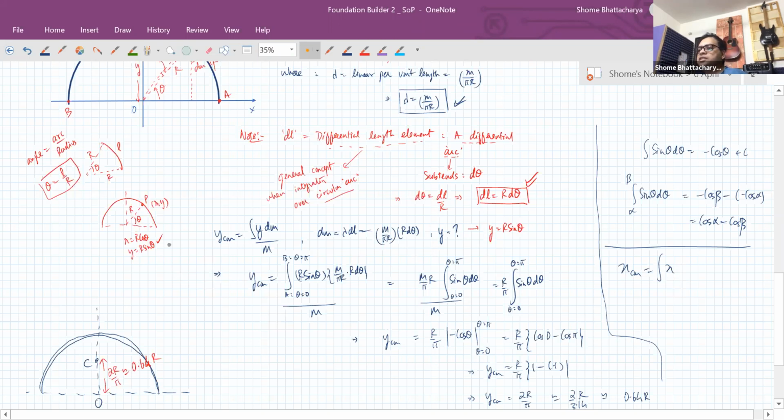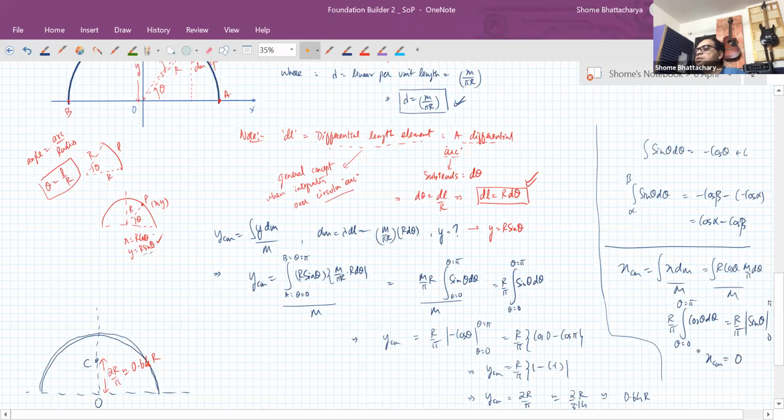The only difference is, rest everything is the same, but instead of r sin theta, we'll have to substitute r cos theta. So everything else will remain the same, but this will become r cos theta into m by pi d theta divided by m. So we'll be left with this kind of integration: r by pi cos theta d theta integrated from theta equal to 0 to theta equal to pi. So this will become r by pi. Now the antiderivative of cos is sine. So this you can see will give us 0 because sine pi is also 0.